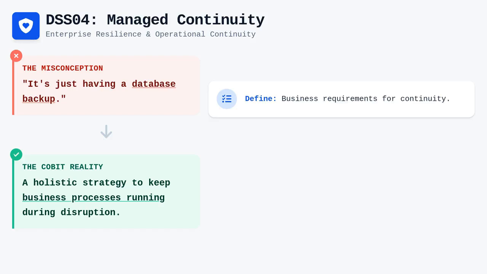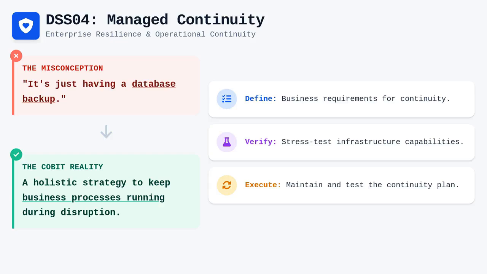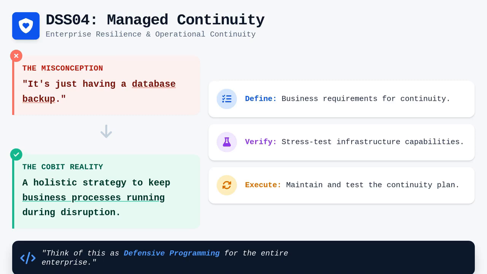This objective mandates that you define the business requirements for continuity and verify that the infrastructure can indeed meet those requirements under stress. I find it useful to think of this as a defensive programming practice for the entire enterprise. Just as you would design a system to handle a network timeout gracefully without corrupting state, an organization must design its operational continuity to handle unplanned site closures or catastrophic infrastructure failures.